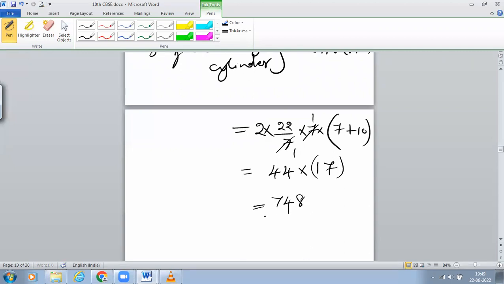748. What is the unit? Here the radius and height are given in meter. It is area, and area means square units. Since the dimensions are given in meter, meter square is the unit for area. Unit for volume is meter cube, that is cubic units. This is square units, that is meter square. This is the answer now. Hence, the surface area of the cylinder is 748 meters square. Like that, you can write finally.